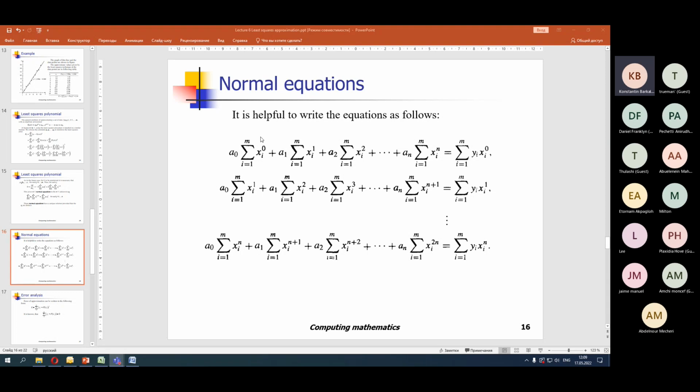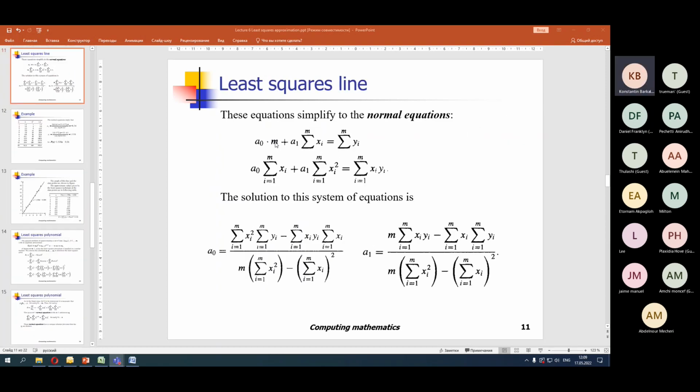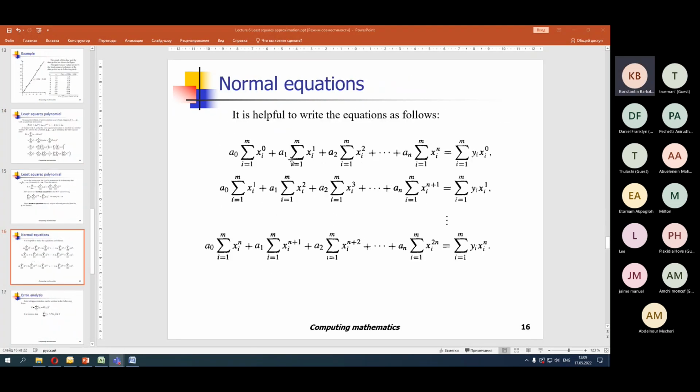So this first sum is just the sum of ones. Sum of ones means 1 plus 1 plus 1, m times. So this first sum is just m. And it's written here, a0 times m. The second sum is the sum of x's, x power 1. The next sum is the sum of x squares.